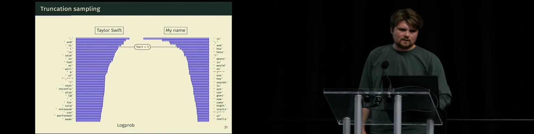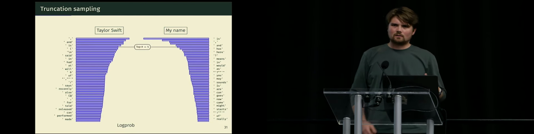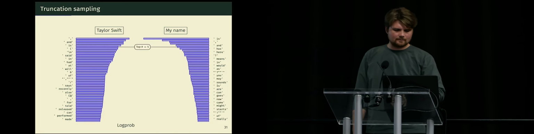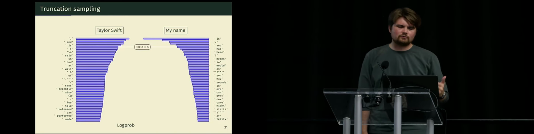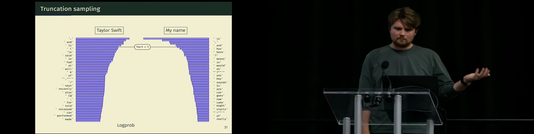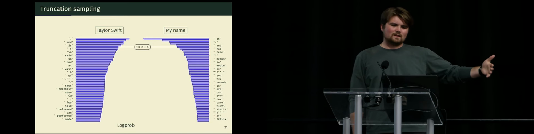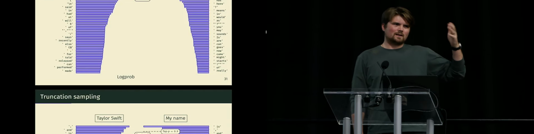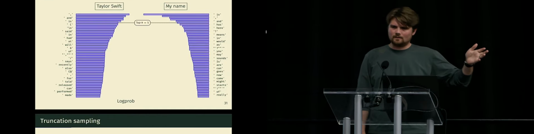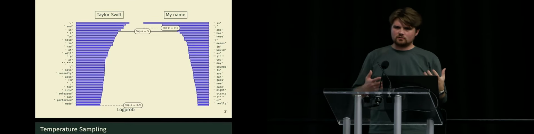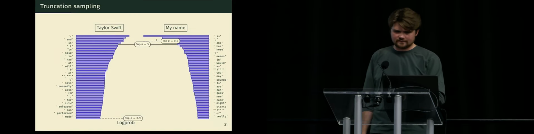To get an idea of why you might need all these different heuristics, let's look at these two probability distributions. One of the earliest truncation sampling methods, top K sampling, is where you just choose an integer and you only consider the top K tokens in the distribution. And no matter what the distribution looks like, you always use this heuristic.